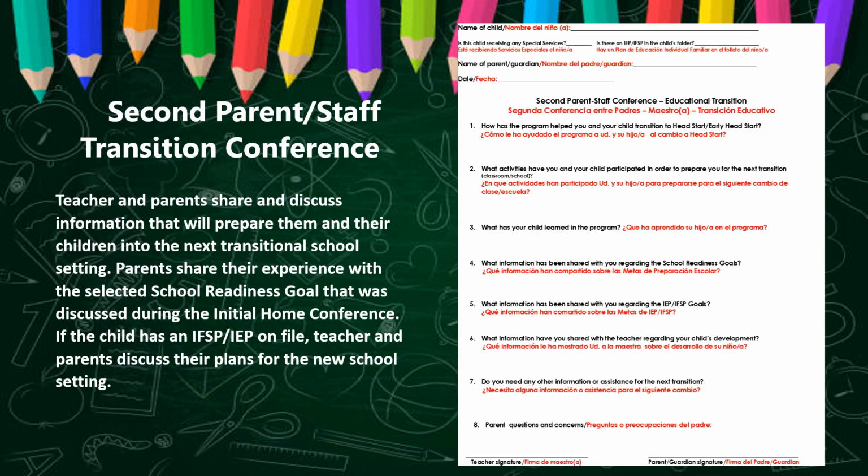Next, we're going to be talking about the second parent-staff conference, and this is the transition conference. Teachers and parents share and discuss information that will prepare the children for the next transitional school setting. Parents share the experience with the selected school readiness goal that was discussed during the initial home conference. If the child has an IFSP or an IEP on file, teacher and parents discuss their plans for the new school setting.